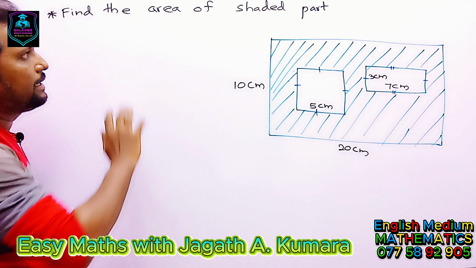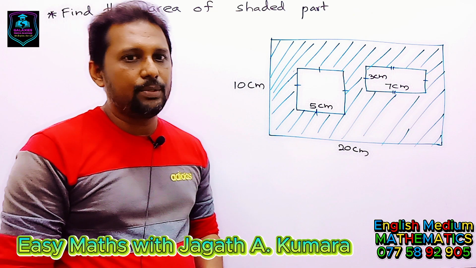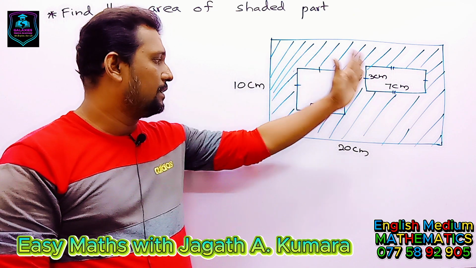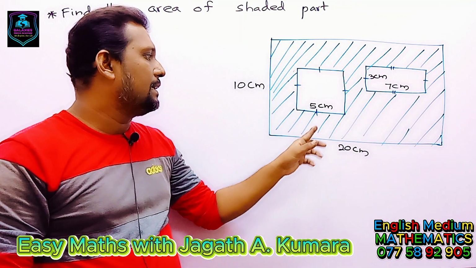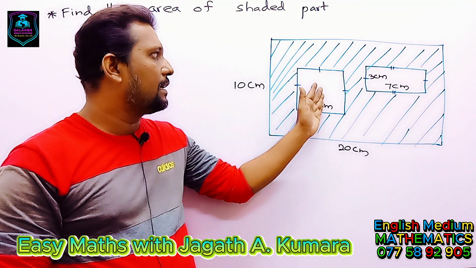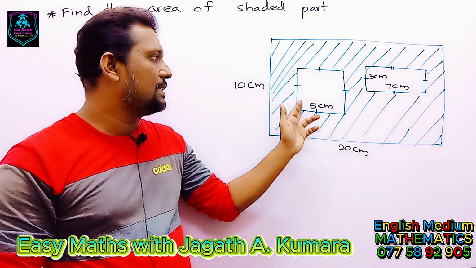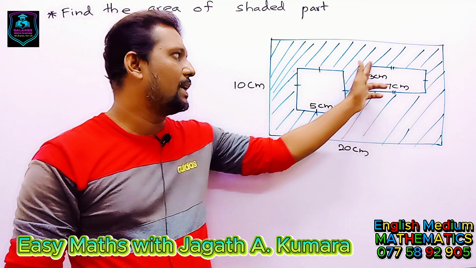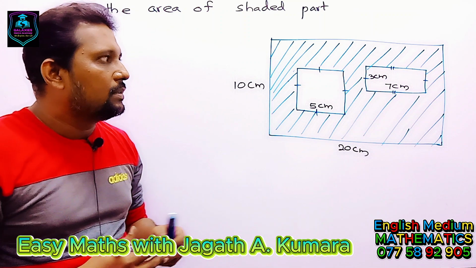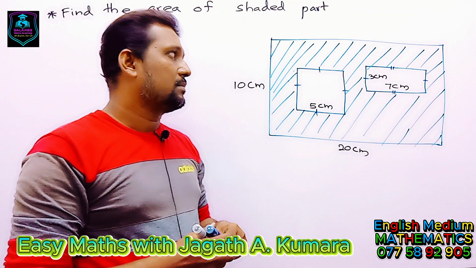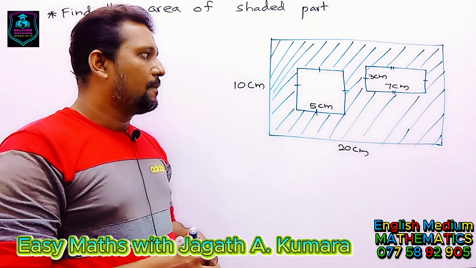Find the area of shaded part. Then you can see the diagram here, no? The large rectangle you can see. Inside this large rectangle there are two plane figures. You can see this one is a square and this one another rectangular shape, right? Then you think about the finding method of the answer.